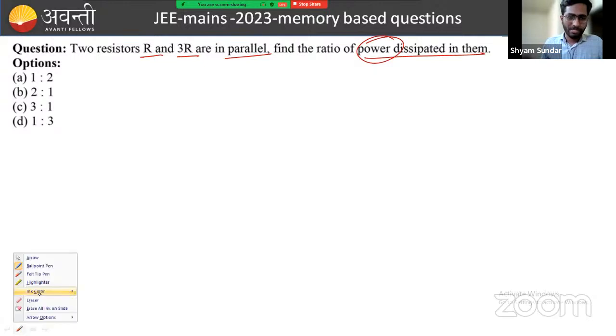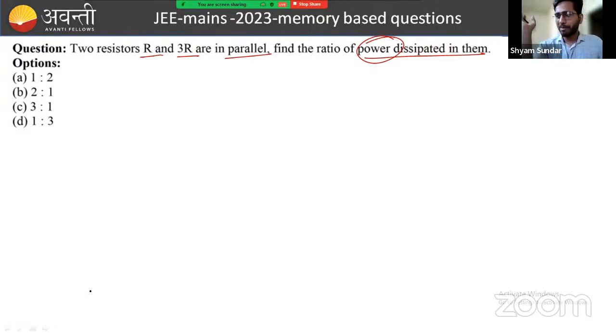Sir, how to remember, sir? In current electricity, my sir said that your sir might have given three equations for power, right? And when we come to electromagnetic induction, there also we will get some power, to maintain the conservation of energy. So many things are there.